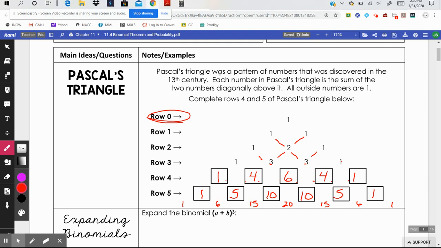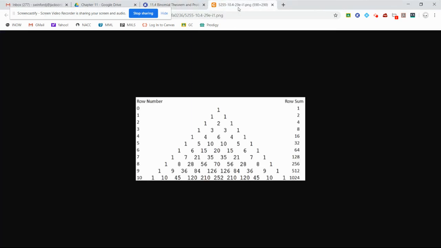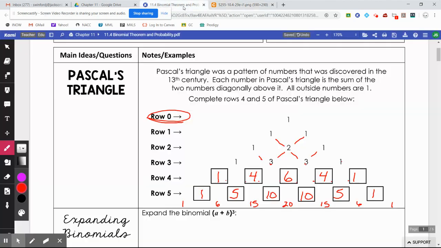What I've actually done is I've downloaded a picture of the first 11 rows. Notice again, we start with row 0, the first 11 rows of Pascal's triangle, and you just continue on. Any of these numbers can be found by simply adding the two numbers above it. 20 and 15 here would give you a 35, or a 70 and a 56 would give you 126. And notice the numbers get larger and more complex as we work our way down. But again, that is Pascal's triangle.